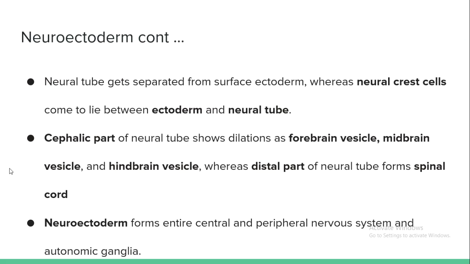So the neuroectoderm forms the entire central and peripheral nervous system and the autonomic ganglia. The autonomic ganglia and the peripheral nervous system are formed from the neuroectoderm.